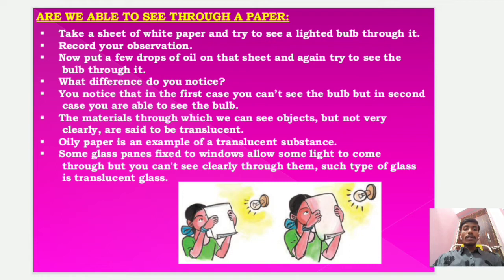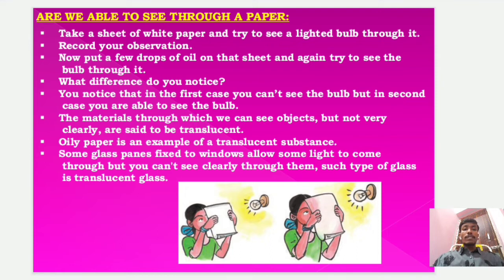Without oil and with oil on the paper, we observe some changes. You notice that in the first case, without the oil, you can't see the bulb. In the second case, you are able to see the bulb. The materials through which we can see objects but not very clearly are said to be translucent materials. Here, oily paper is an example of a translucent substance.